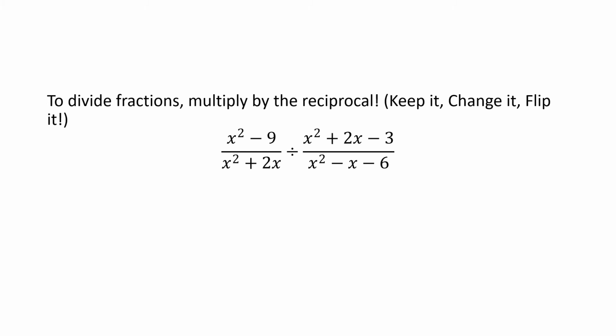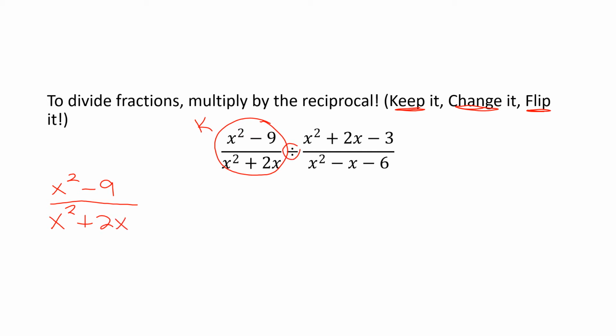All right, let's try a division problem. So remember that when you divide fractions, you are going to multiply by the reciprocal. That just means keep it, change it, flip it. So the very first thing I'm going to do with this problem is rewrite it. I'm going to keep this first fraction exactly the same: x squared minus 9 over x squared plus 2x.